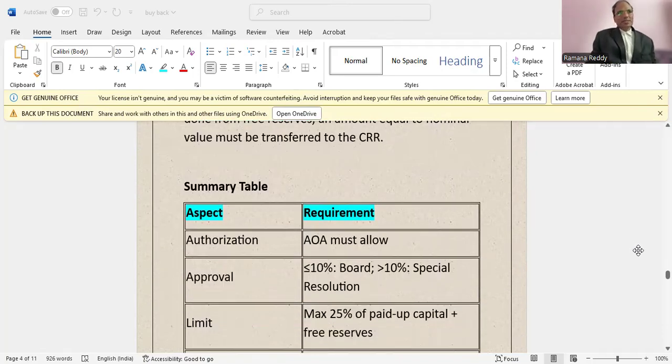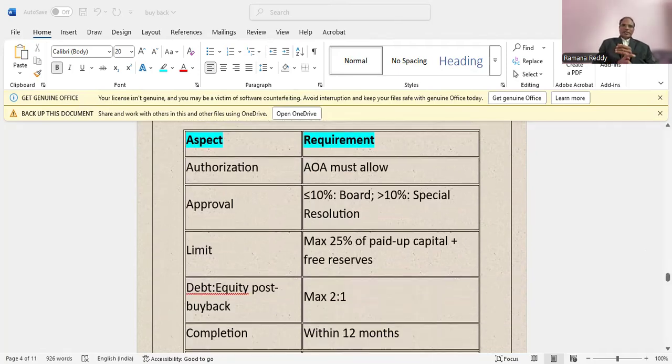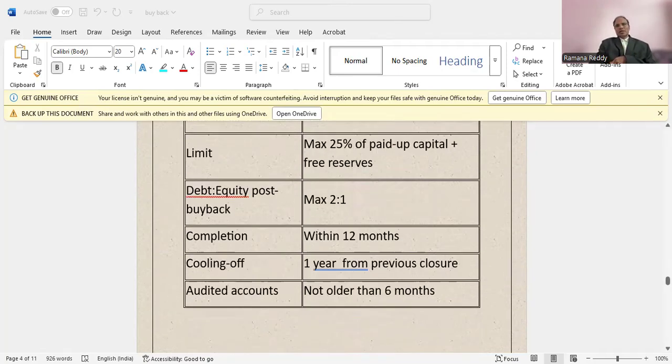Now I summarize. First, authorization. The AOA must allow, then approval. If it is up to 10%, then the board; above 10%, then a special resolution. The limit is a maximum of 25% of paid-up capital and free reserves. Debt-to-equity ratio 2:1. Completion within 2 months. Cooling period of 1 year from the previous closure.